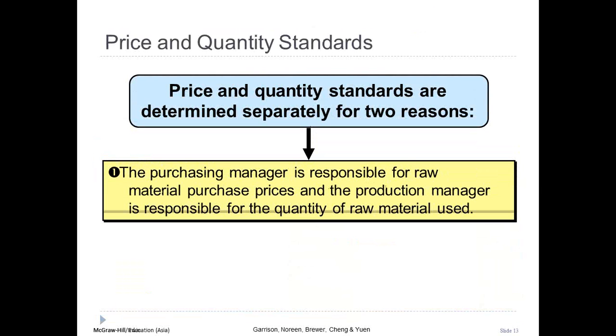Price and quantity standards are determined separately for two reasons. Different managers are usually responsible for buying and for using inputs. For example, the purchasing manager is responsible for raw material purchase prices, and the production manager is responsible for the quantity of raw material used. The buying and using activities occur at different points in time. So, for example, raw material purchases may be held in inventory for a period of time before being used in production.